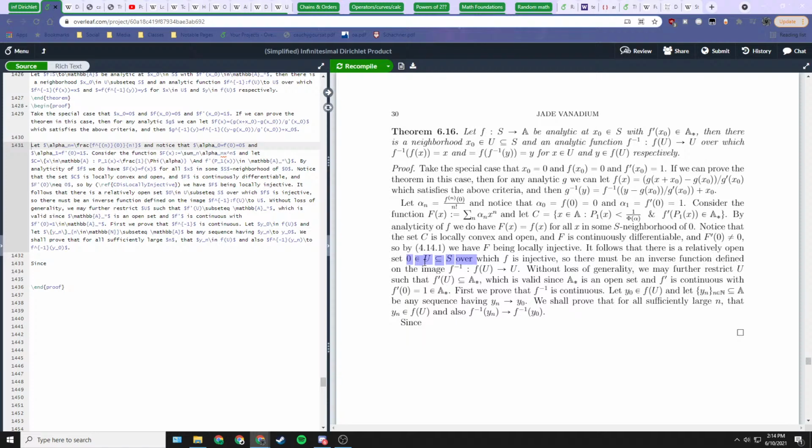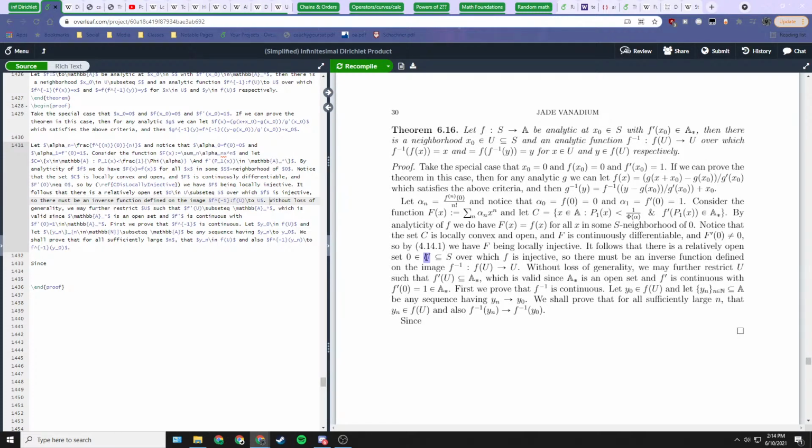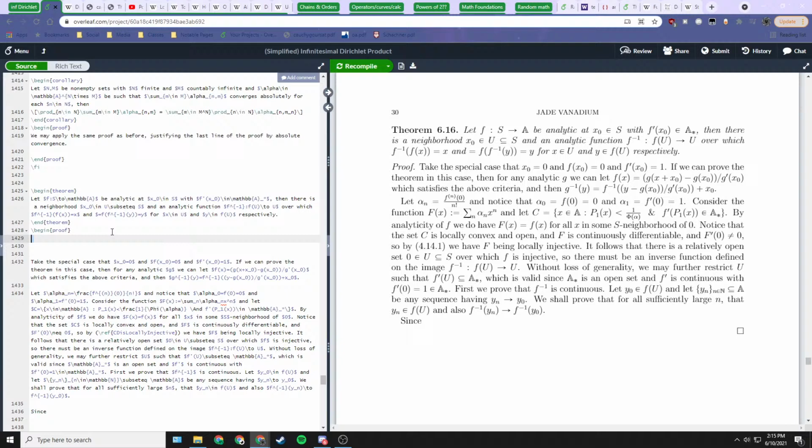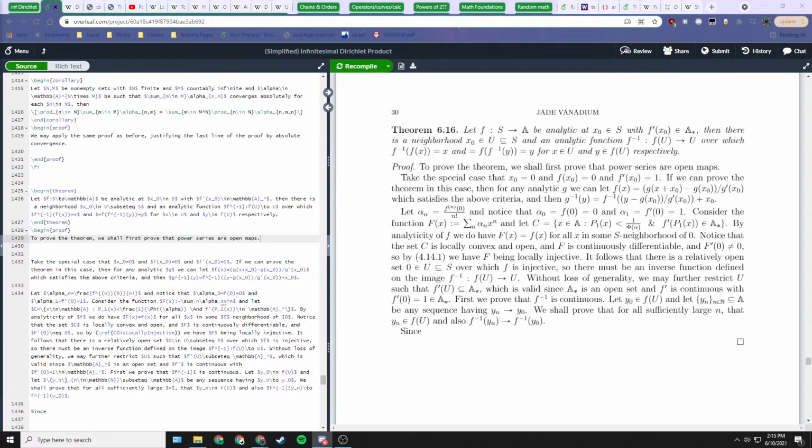So there is a relatively open set containing 0, so some set U containing 0, and actually instead of S, this should be, we're moving over to C. Actually, okay. Let's do this even more explicitly. Okay, we'll just do it this way. So we're going to be really super explicit.